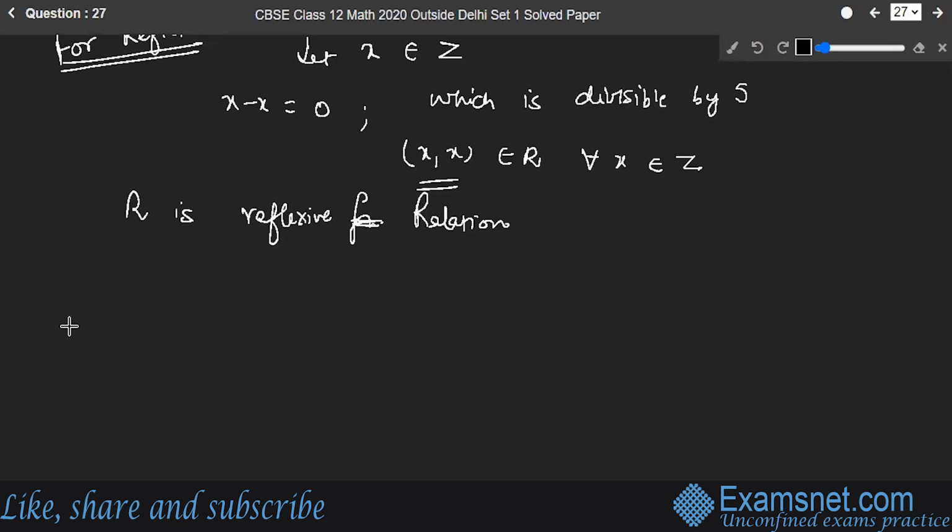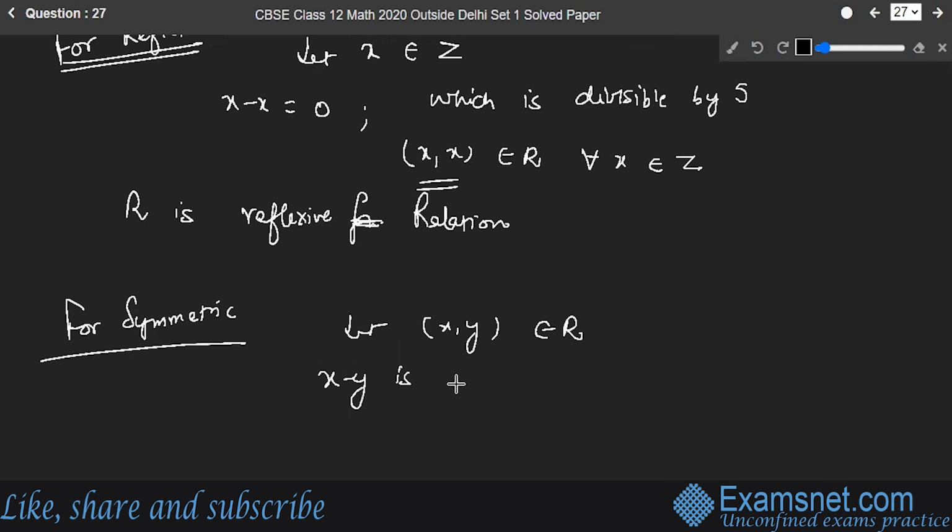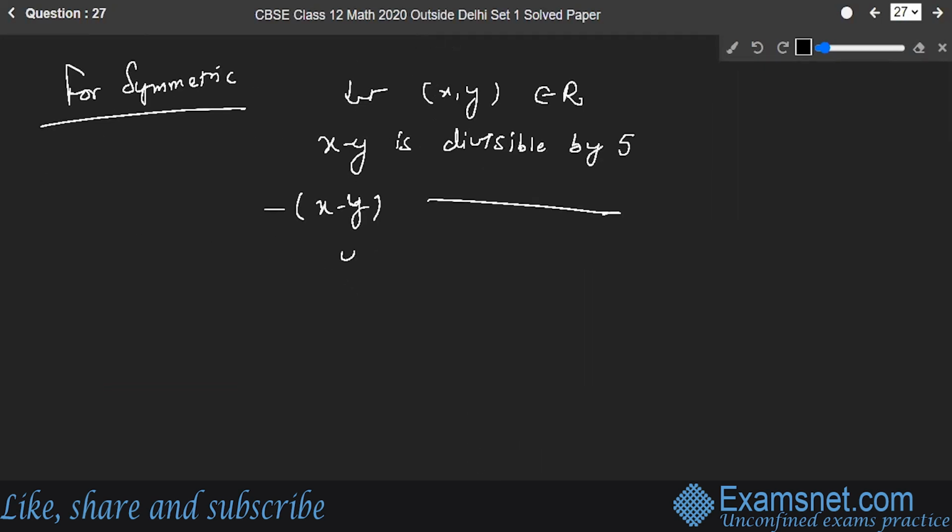Now, let's go for checking the symmetry. For symmetric, let (X, Y) belong to this set R. Then the condition is X minus Y is divisible by 5. If this is divisible by 5, then this is also divisible by 5. That means Y minus X is also divisible by 5, so (Y, X) also belongs to R. Therefore, R is symmetric as well.